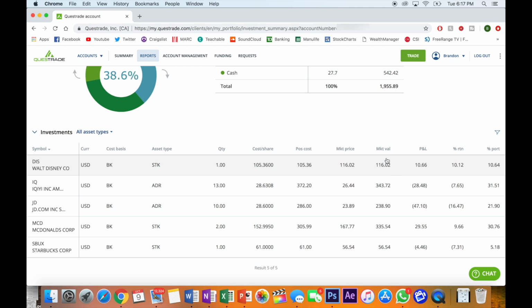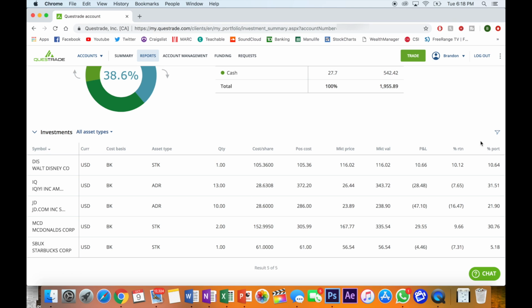In other words, the market value of my Disney position is up now to about $116, which is a profit or loss of $10.66. Or another way of looking at that is I'm up about 10.12% on my position. So this category right here under PL, these are going to be shown in dollar form, so a numerical value. To the right of that, we're going to have the percentage return. All right, so very important to know the difference between those two.